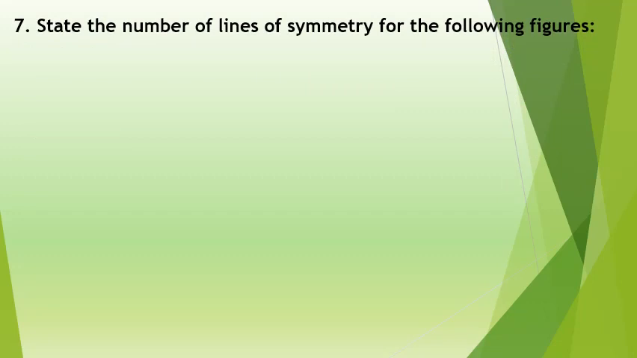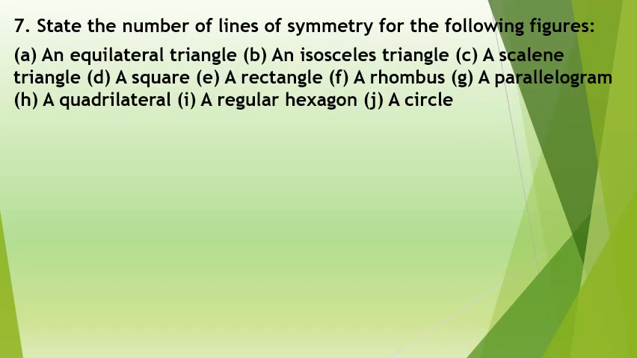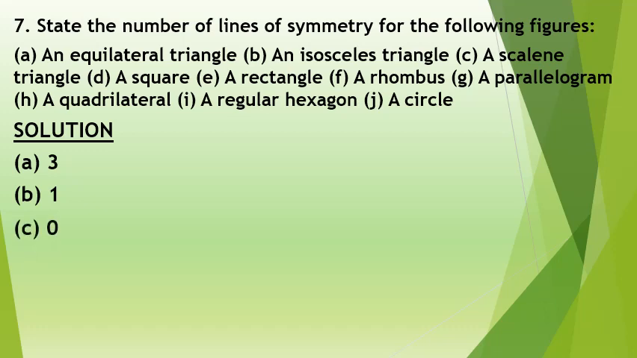Next question. State the number of lines of symmetry for the following figures. Equilateral triangle. It has 3 lines of symmetry. Isosceles triangle. It has only 1 line of symmetry. Scalene triangle, no lines of symmetry. Square, 4 lines of symmetry. Rectangle, 2 lines of symmetry, and a rhombus has 2 lines of symmetry. A parallelogram has no lines of symmetry.